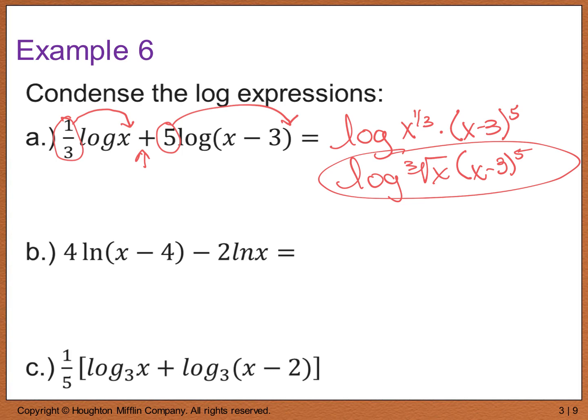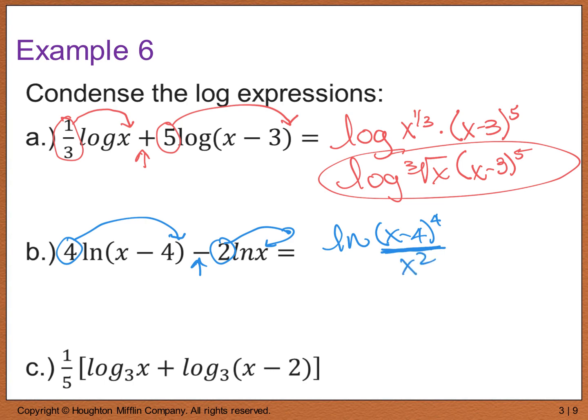For part B, again, I'm going to pull my exponents out up front, right here on that x. I'm taking the natural log and I am subtracting, which really means division. So here I would have the natural log of the quantity of x minus 4 to the 4th power divided by, and one thing I want to caution you about, when you are dividing, you are only dividing this part here. You are not dividing the natural log, because I'm really taking the natural log of this whole quantity. So I'm going to divide that by x to the 2nd power.